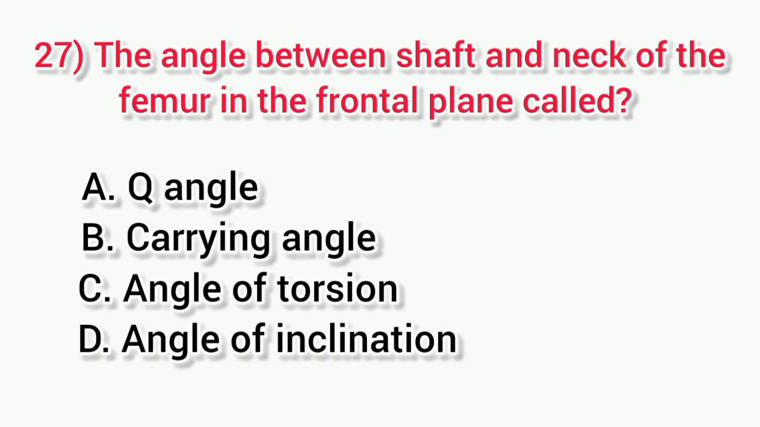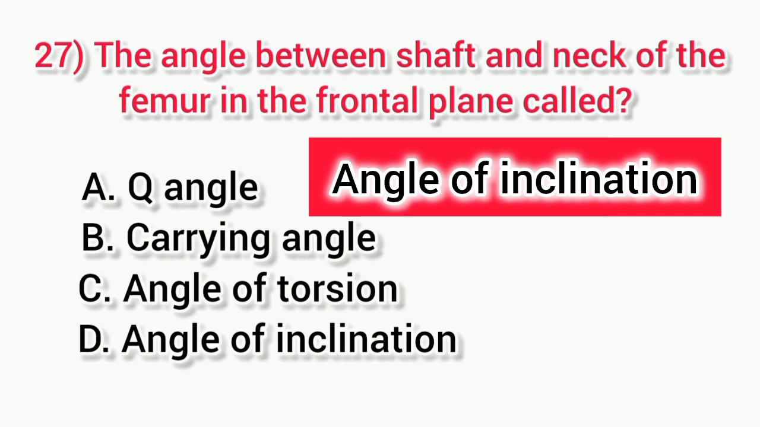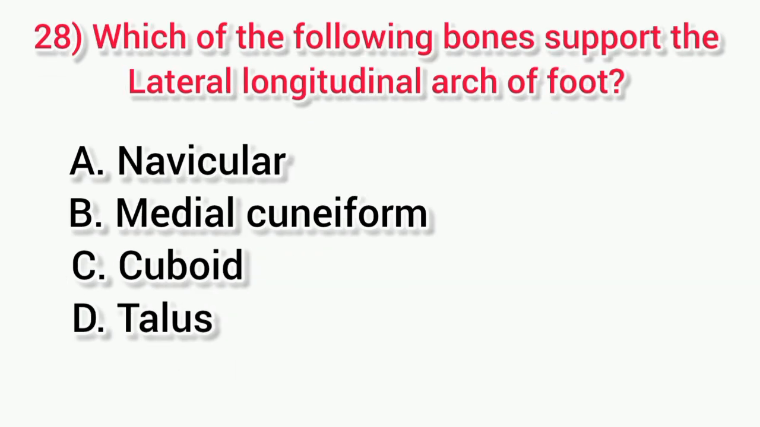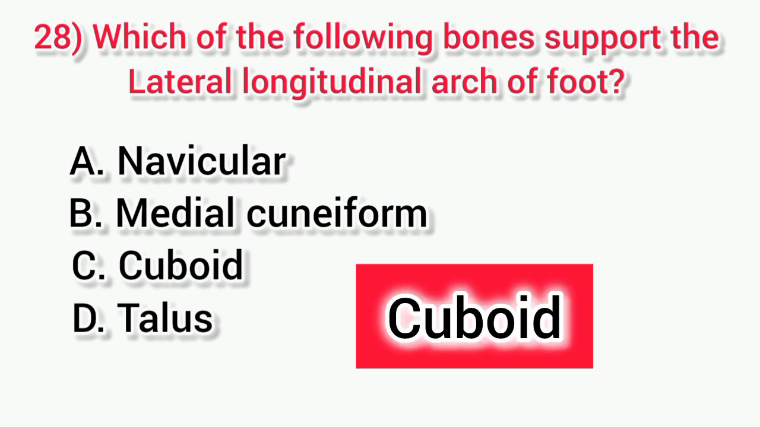The angle between the shaft and the neck of the femur in the frontal plane is called which? The right answer is option D, angle of inclination. Which of the following bones supports the lateral longitudinal arch of the foot? Correct answer for this one is option number C, cuboid bone.